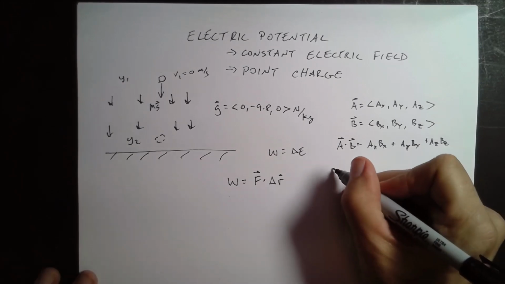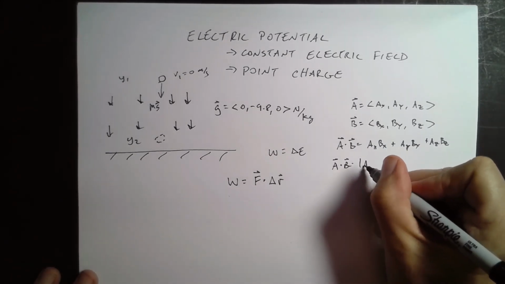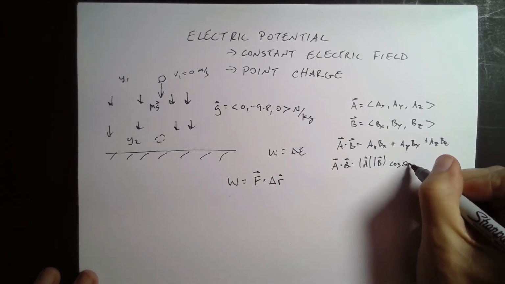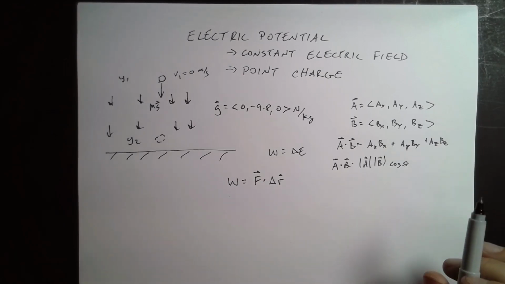Now there is another formula for this. A dot B equals the magnitude of A times the magnitude of B times the cosine of the angle between them. Those are the two definitions of the dot product. I would hope you've seen that in your previous physics course. If you haven't, that's okay, we can figure it out now. It's not a big deal.